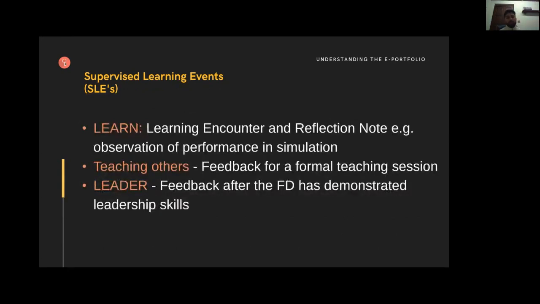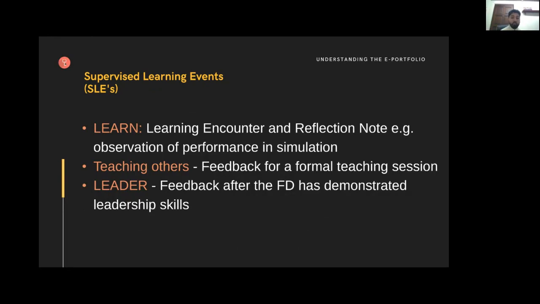Some other SLEs, so there's something called Learn, which is Learning, Encounter and Reflection Note. I'm going to be honest, I've not completed one of these, and I'm not sure if any of my colleagues have, but it's something you can do if you get the opportunity. So an example I've read from UKFP is Observation of Performance in Simulation. There is 1 or 2 simulation days you have to attend while in F1. Your deanery will organise it. We often get certificates for those, so I'm not sure if a senior will fill out a Learn form, but if that's available in your deanery, go for it.